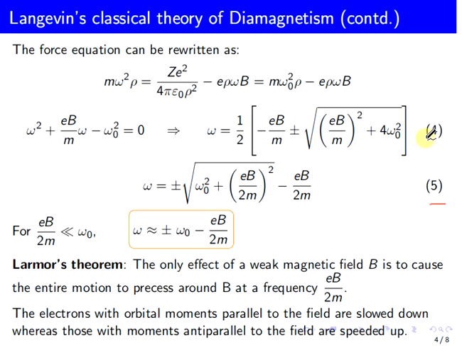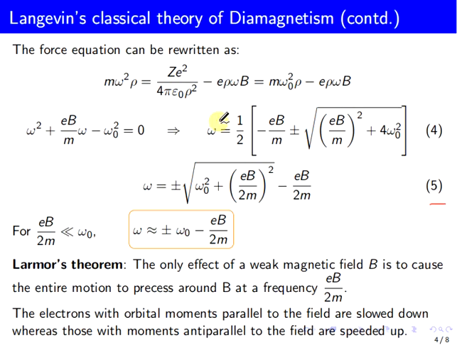According to Lenz's law, the applied field has an opposite effect. So this will oppose the original force. So the new force equation can be m omega square rho is equal to m omega 0 square rho minus E rho omega into B. This term has come in the presence of the applied field, and it has an opposite effect. That's why we use a minus sign here.